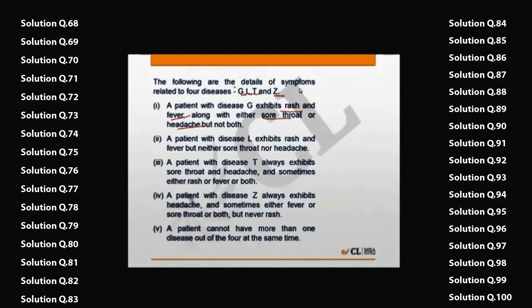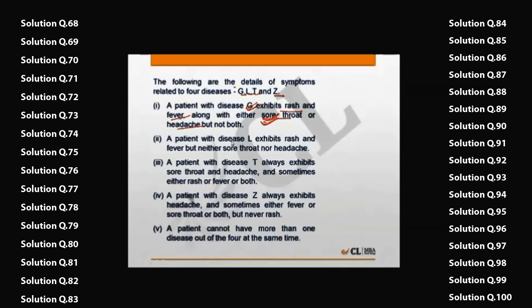Now look at the first condition. A patient with disease G exhibits rash and fever for sure, along with either sore throat or headache, but not both. So here, this patient who suffers from disease G would certainly have fever, as is given here, but may or may not have sore throat. So if a patient exhibits sore throat and fever, we cannot be quite sure that this patient suffers from disease G.